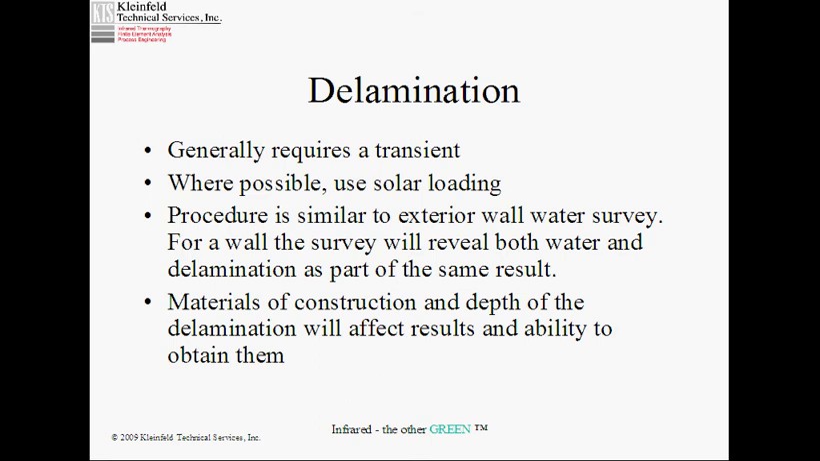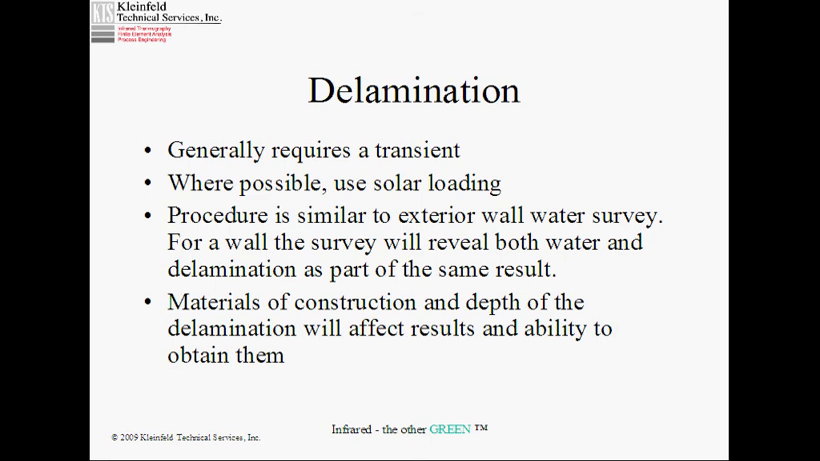The delamination generally requires a transient, and the delamination is essentially, you know, the wall looks like this. Where possible, solar loading is a very nice transient, and the procedure and timing for an exterior wall, at least, is very similar to when you're looking for water in that wall. So you tend to find both water and delamination at the same time. That's a little dependent on how deep is the water or how deep is the delamination and what the physical properties of the wall are.